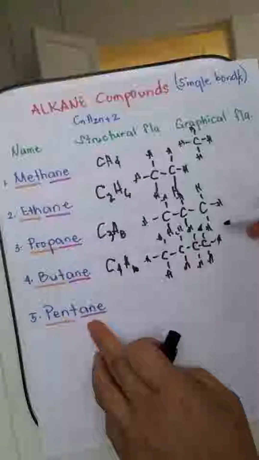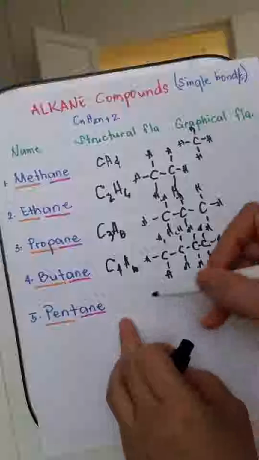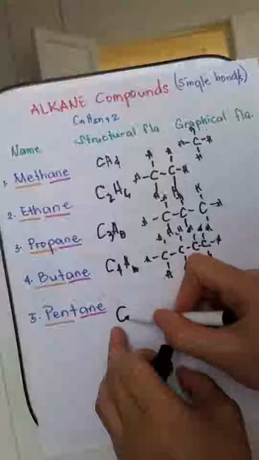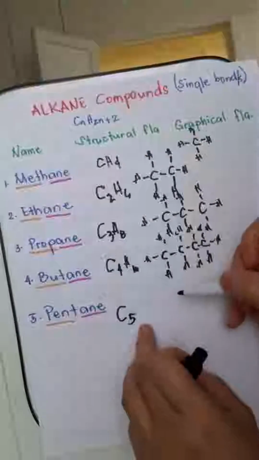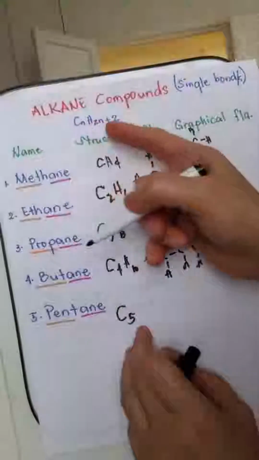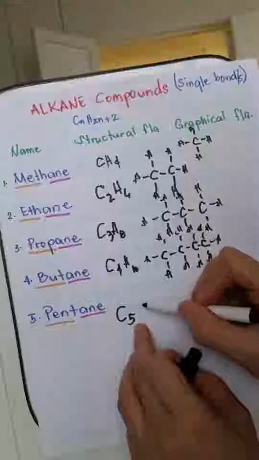Now the last is pentane. The prefix pent means that in the structural formula, the total number of carbon atoms we have is 5. So what about the hydrogen? Again, follow the general formula, which is 2 times n, where n is the number of carbon atoms, which is 5, is 10 plus 2 is 12.